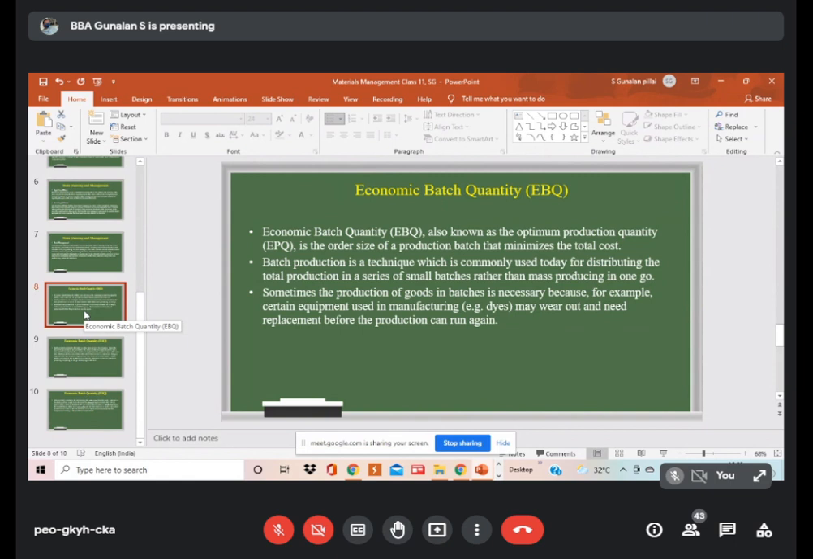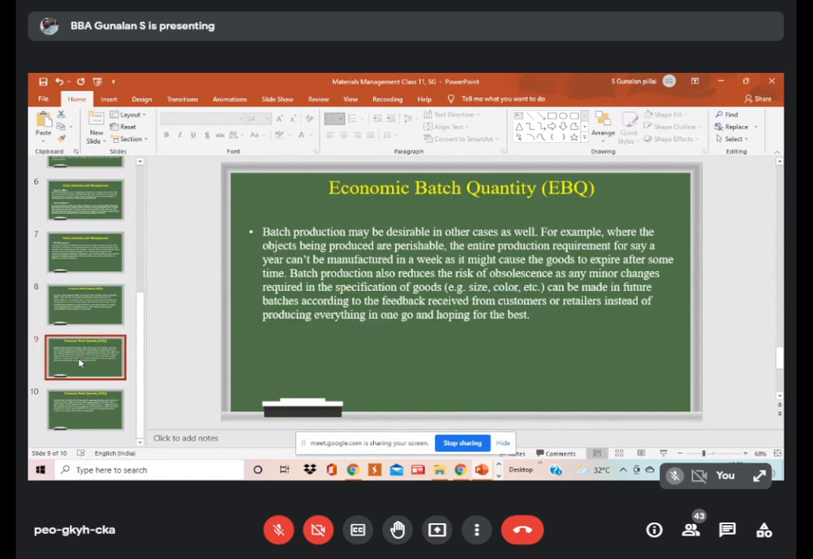Sometimes the production of goods in batches is necessary because, for example, certain equipment used in manufacturing may wear out and need replacement before production can run again. If any problem occurs in a manufacturing plant, you need time. Batch production may be desirable in other cases as well. For example, where the objects being produced are perishable, the entire production requirement for a year can't be manufactured in a week, as it might cause the goods to expire after some time.